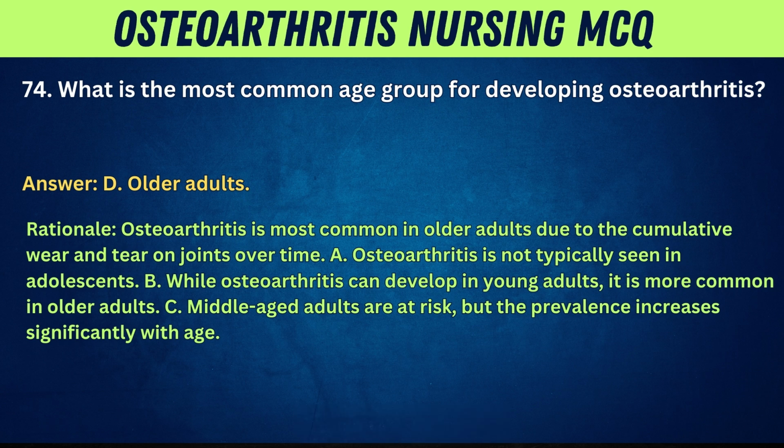B. While osteoarthritis can develop in young adults, it is more common in older adults. C. Middle-aged adults are at risk, but the prevalence increases significantly with age.